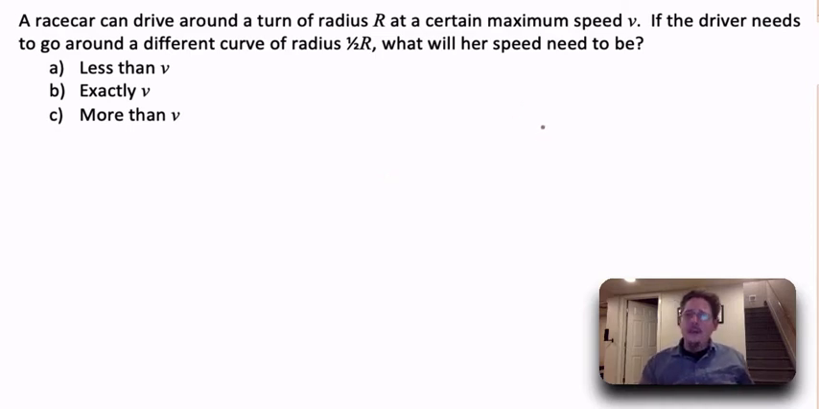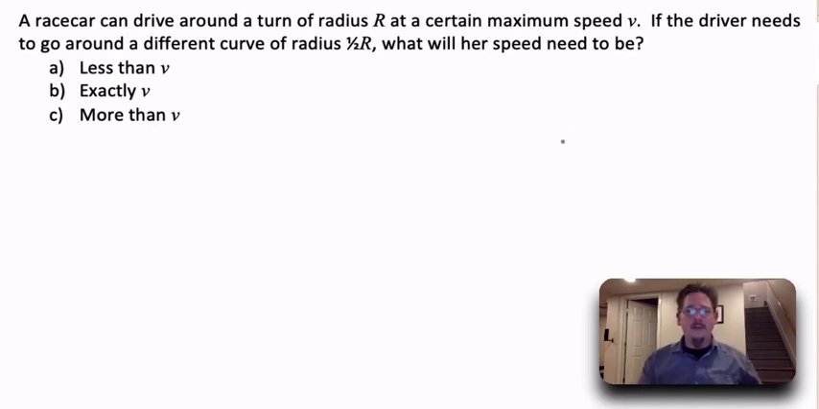Now, we're going to look at some situations that are a little more involved and require a little more physics thinking. Just a chance to branch out and look more at what you may be expected to do on the test. So we have a question here. A race car can drive around a turn of radius r at a certain maximum speed v. If the driver needs to go around a different curve of radius 1/2 r, what will her speed need to be? Now, we have to bring in a fair amount of background knowledge with this.